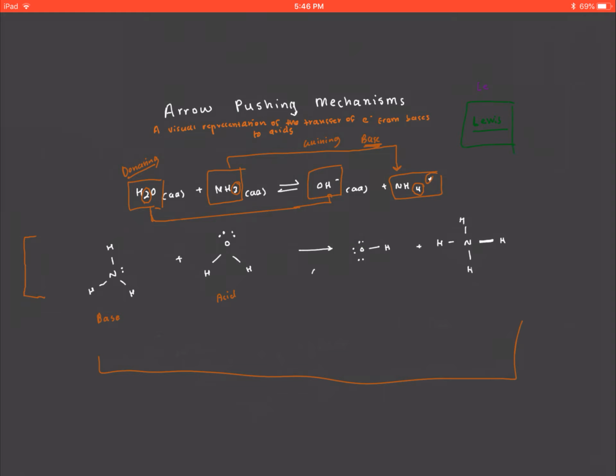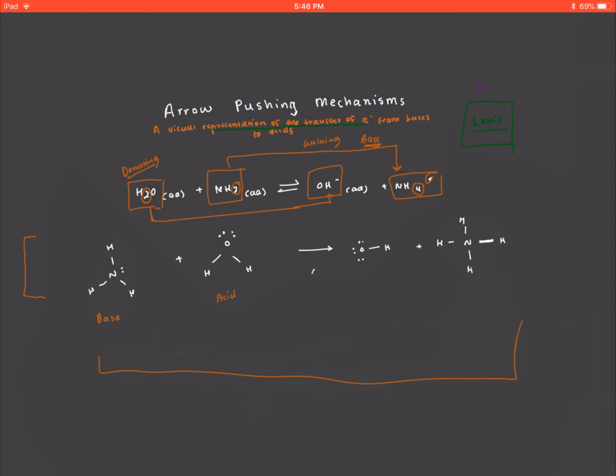So, like I said in the introduction to this video, the whole purpose of an arrow pushing mechanism is to represent the transfer of electrons. Now, according to the Lewis definition, what is donating and transferring its electrons to something else? Is it the acid or the base? If you said base, you're right.